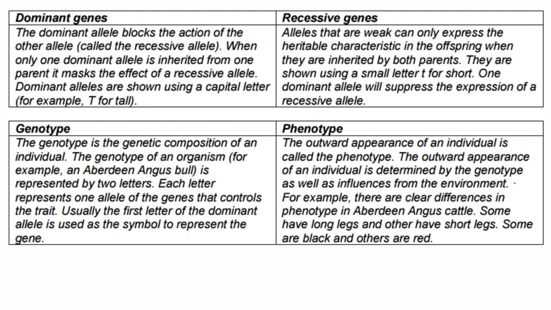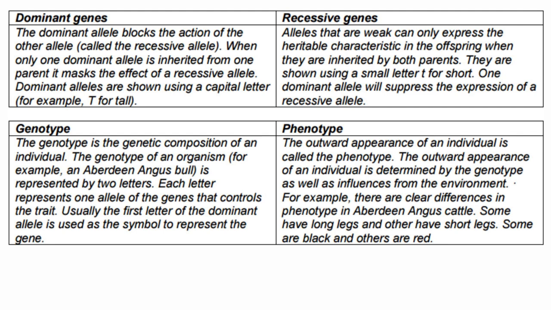Alleles that are weak can only express the heritable characteristic in the offspring when they are inherited from both parents. They are shown using a small letter, t for short. A dominant allele will suppress the expression of a recessive allele.